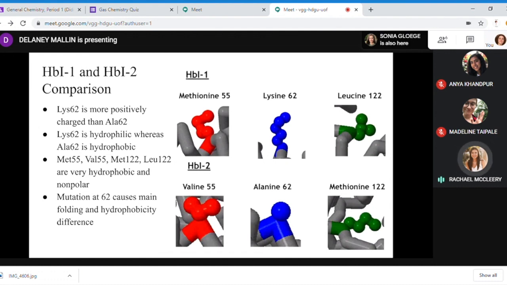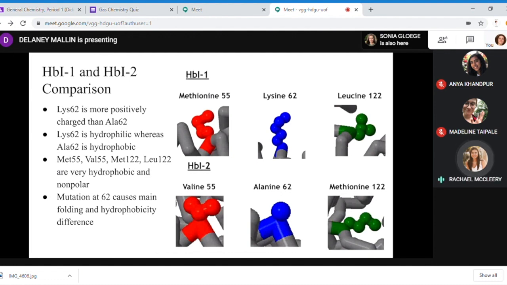Looking at the HBI2 genotype, the residues on the beta-1 chain are valine 55, alanine 62, and methionine 122. Valine is very hydrophobic and nonpolar, and so is alanine. Methionine is very hydrophobic and nonpolar as well.